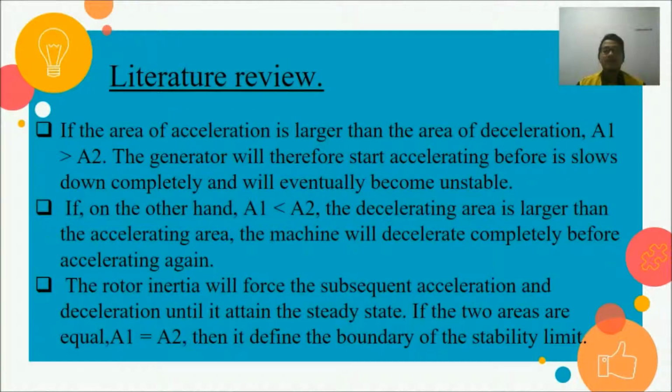Okay, for the literature review, there are three. The first one, if the acceleration area is higher than the deceleration area, the generator will accelerate before it slows down completely and will eventually become stable. The second one, if the deceleration area is larger than the acceleration area, the machine will decelerate completely before it accelerates again, and the rotor inertia will force the subsequent acceleration and deceleration until it attains the steady state. If the two areas are equal, they will become the boundary of stability.